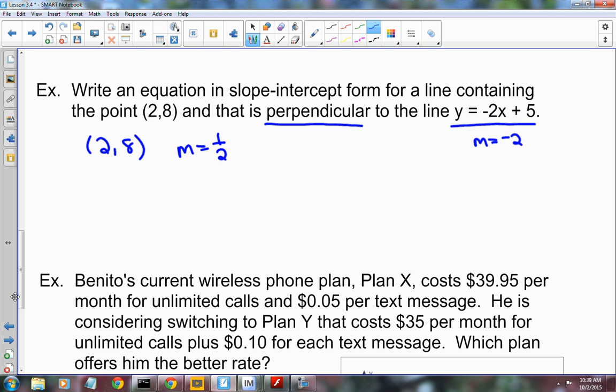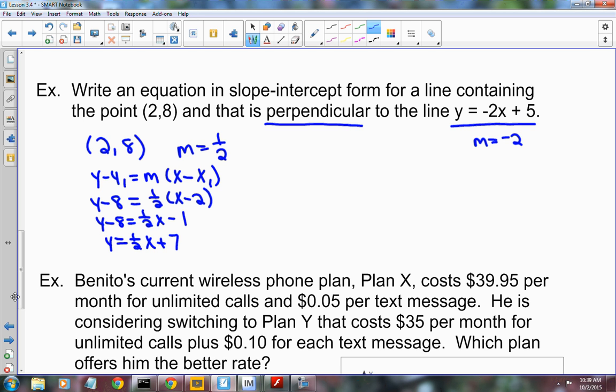Now I can take this information and plug it into my point-slope form and come up with the equation of my line. So y minus y1 equals m times x minus x1. I've got y minus 8 equals 1/2 times x minus 2. Distribute the 1/2. What's 1/2 times 2? 1. So it's negative 1, because one's positive, one's negative. Add 8 to both sides.